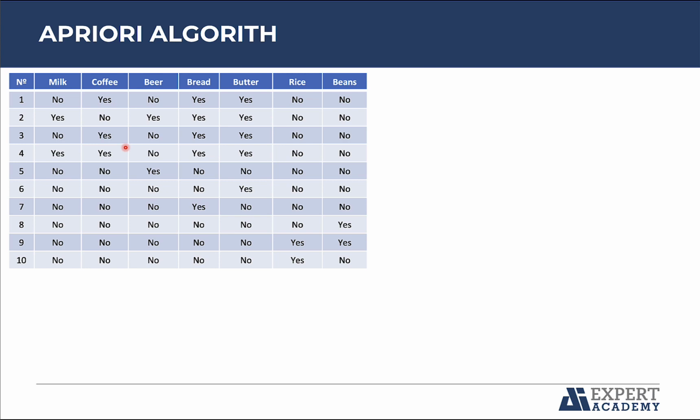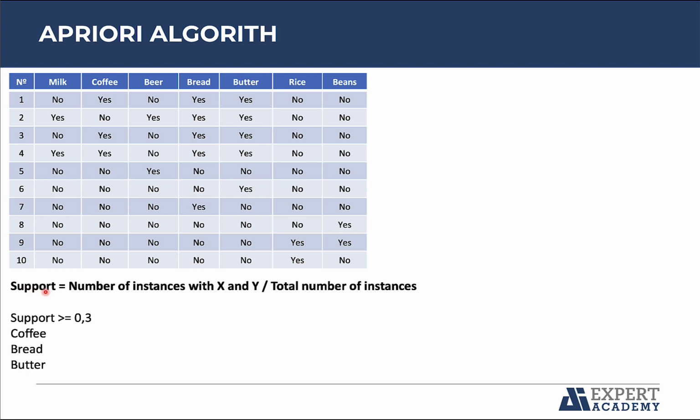We have here the same table, and the first parameter is called support, which is the number of instances with X and Y, where X and Y could be two products, divided by the total number of instances. As we know, the total number of transactions in this data is equal to 10. So we can calculate the support. This is a parameter you need to specify when working with this algorithm.